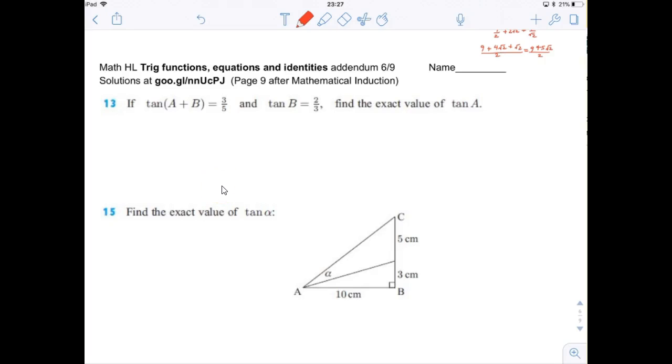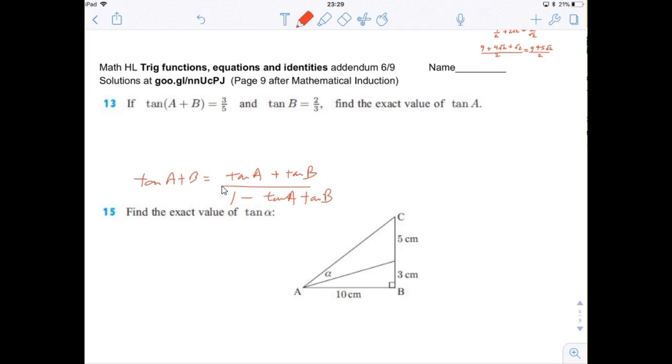Trig equations and identities, addendum, page 6. Now this one here, we're still going to use the trig identity for tangent of the sum of two angles. And remember that just looks like this. Tangent of A plus B equals the tangent of A plus the tangent of B divided by 1 minus the tangent of A times the tangent of B.